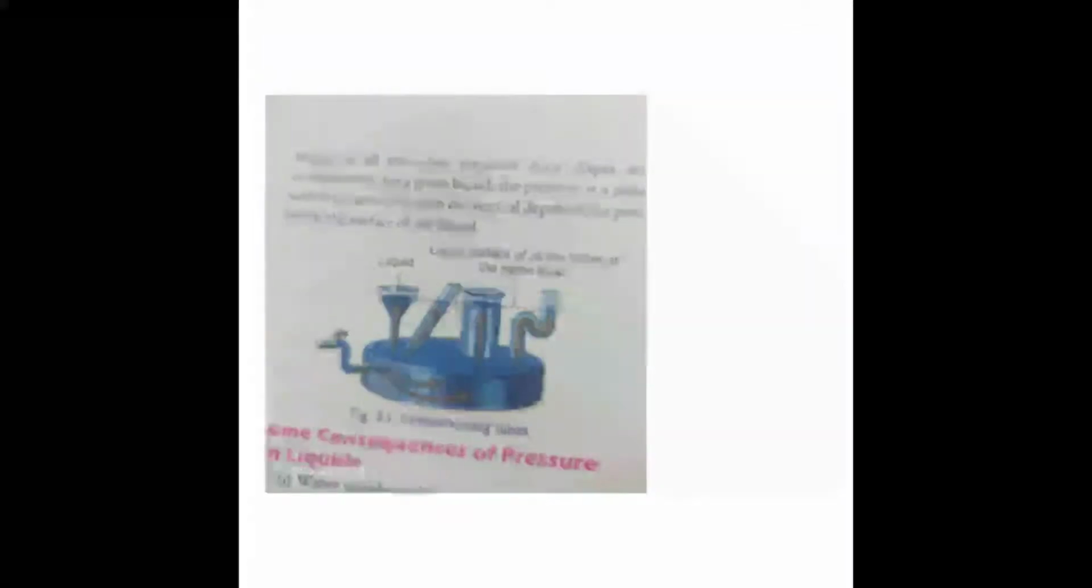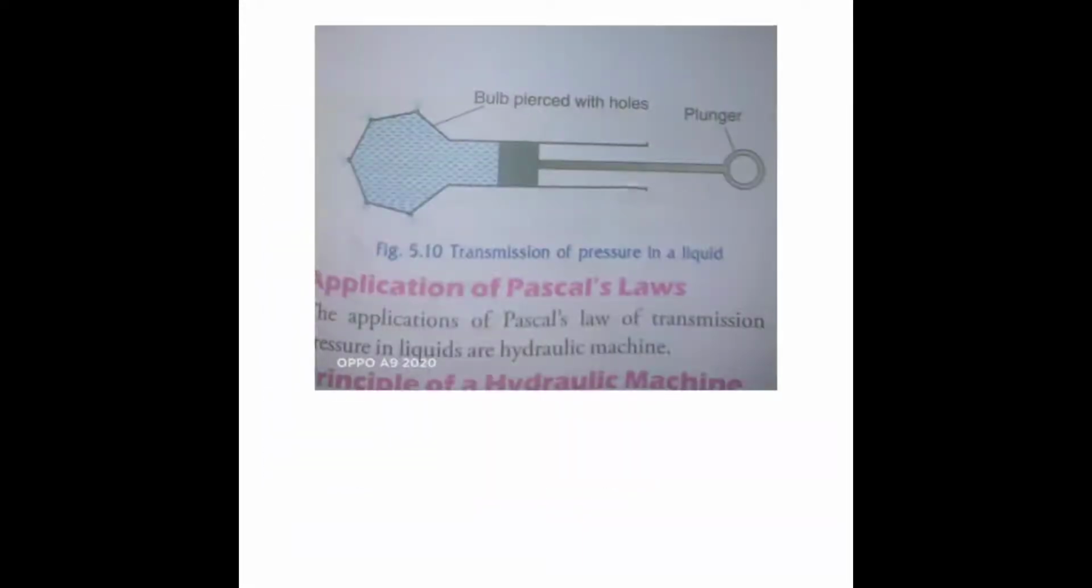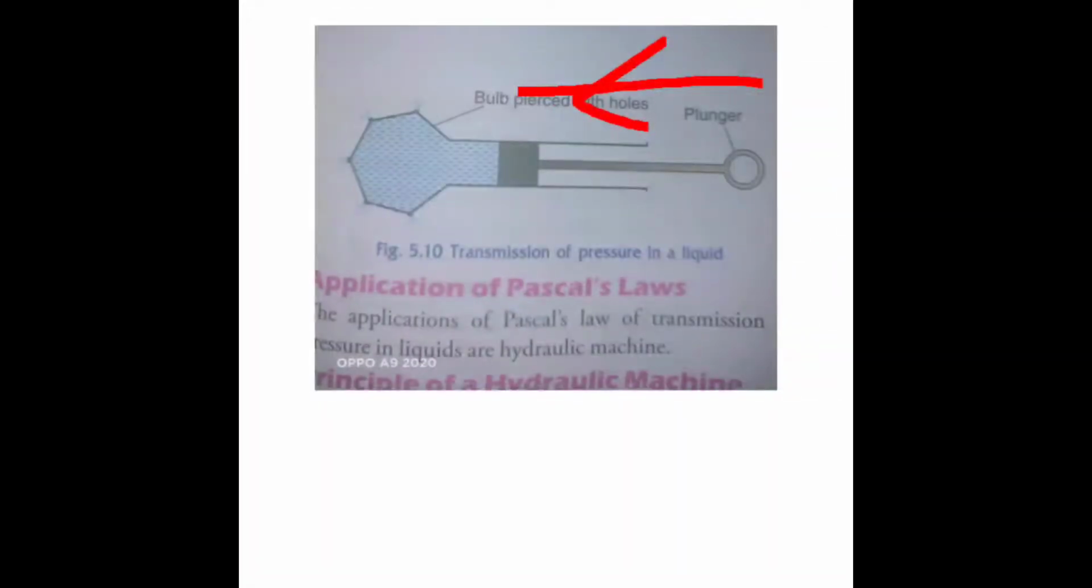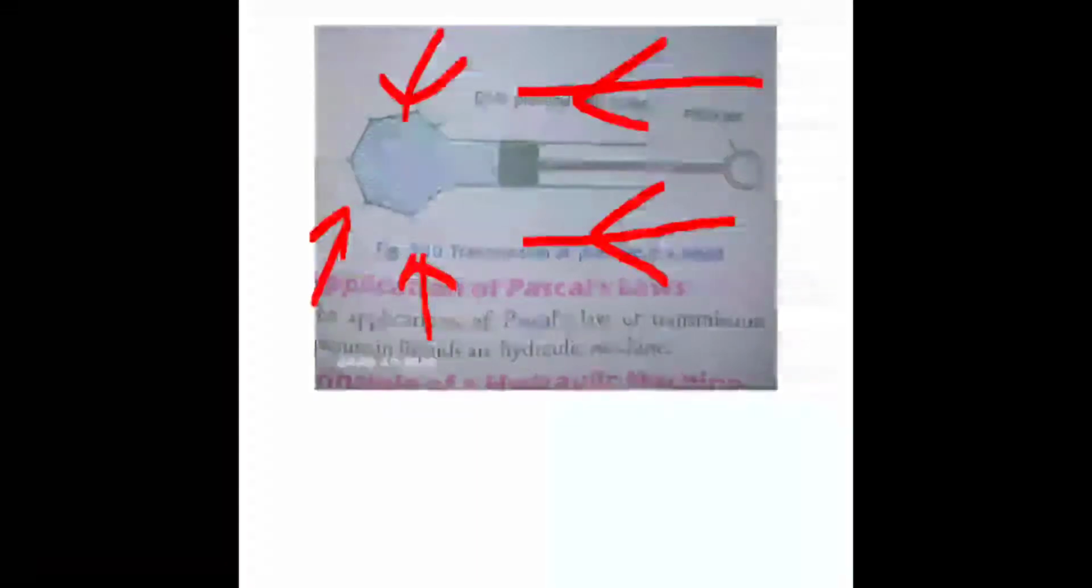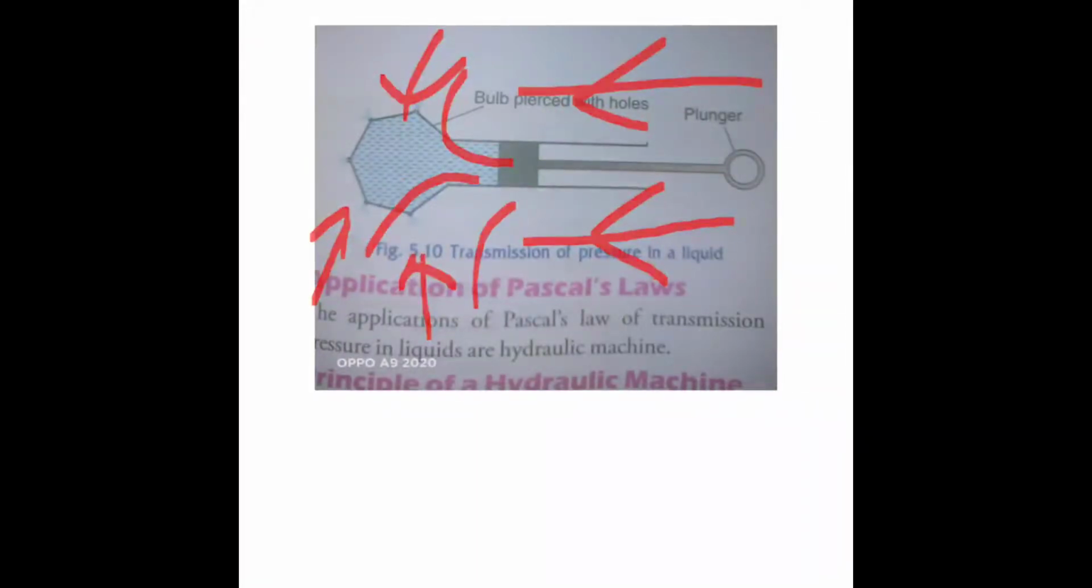So this was the fifth law, liquid finds its own level. This is the definition of Pascal's law: the pressure exerted on a confined liquid is transmitted equally and undiminished in all directions throughout the mass of the liquid. So when pressure is applied at one end, it gets transmitted equally in all directions. You see, holes are made in this cylinder. You can see the same pressure comes out from all directions, right? So pressure is applied at one end, but it is getting transmitted in all directions equally.